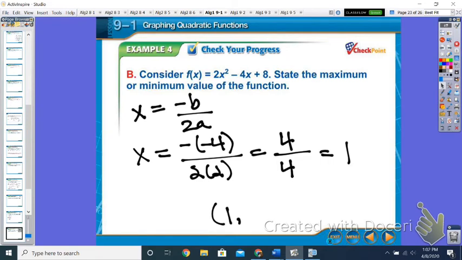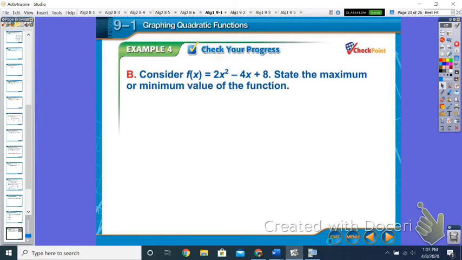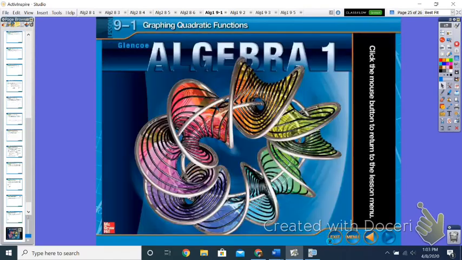And whenever it's a 1 or a 0, those are easy to do in your head, because if you substitute a 1 into your original equation for your x's, you're going to get 2 times 1 squared, so that's just 2, minus 4 times 1, which is 4, so 2 minus 4 is negative 2, and then add 8, that's just 6. So our answer to this is going to be 1 comma 6, because again, I want to see ordered pairs here, not just the y-coordinate. So 1 comma 6. There you go. Again, all they gave us is the y-coordinate there.